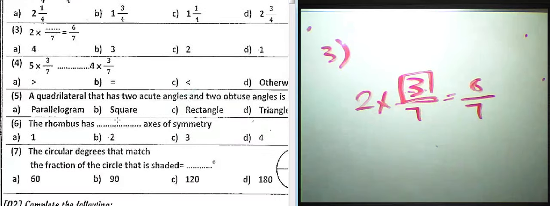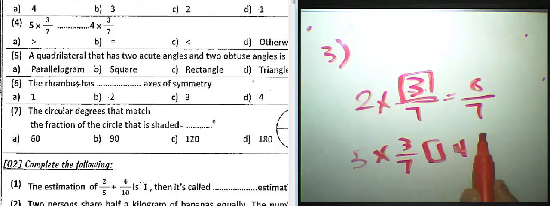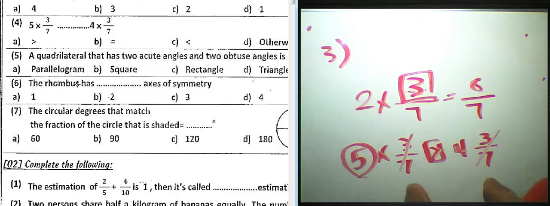Question number 4: 5 times 3 over 7 or 4 multiplied by 3 over 7. We know 5 is greater than 4, because 3 over 7 equals 3 over 7. We can cancel 3 over 7 with 3 over 7 and compare 5 and 4. 5 is greater than 4.